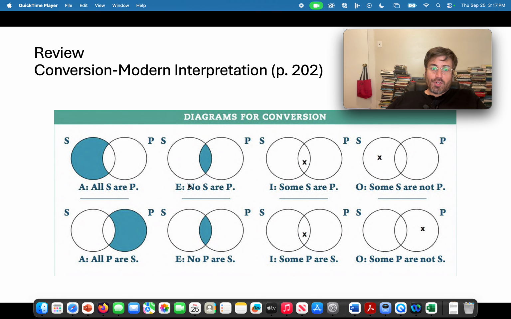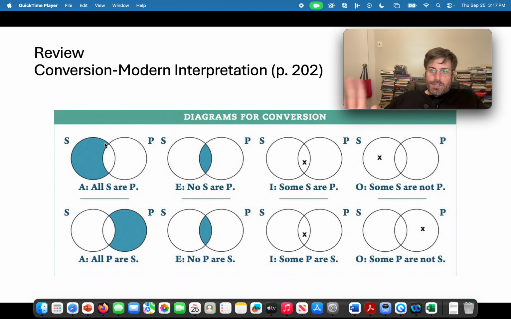So we have logical equivalence for the E propositions, universal negatives, no S are P becomes no P are S. That is a valid inference. These are logically equivalent. And for our I propositions, we have logical equivalents. Some S are P, the converse is some P are S, and we do see logical equivalents there. So I propositions can be validly converted. Note that we cannot validly convert A propositions on the modern interpretation. All S are P becomes all P are S. That is not a valid inference on the modern interpretation.